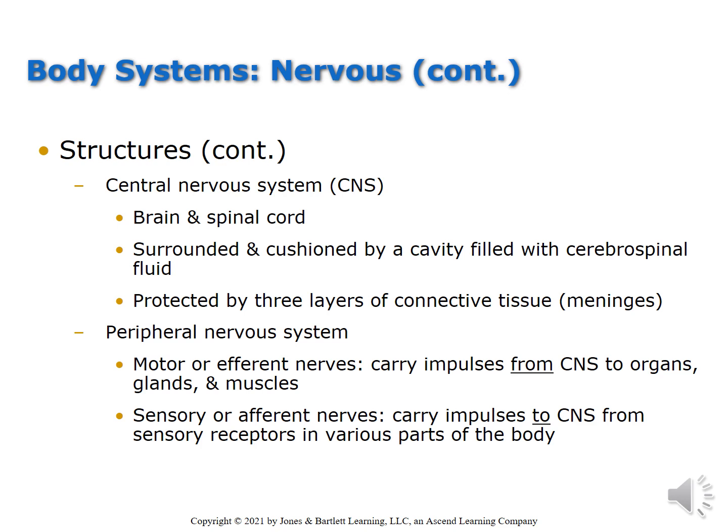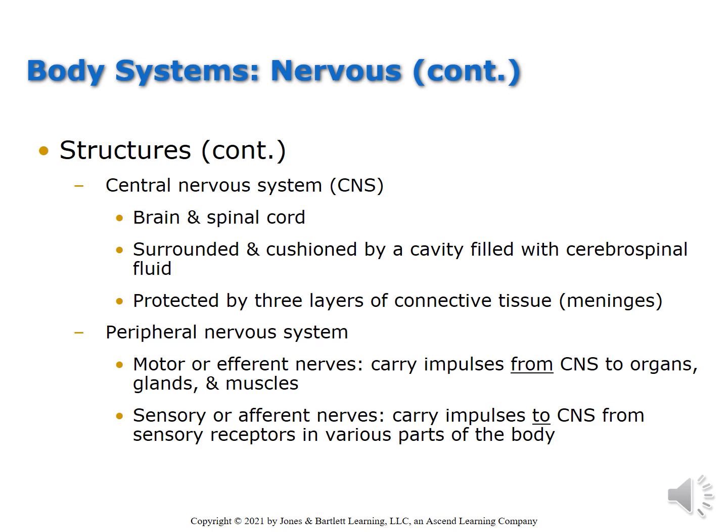These structures are surrounded and cushioned by a cavity filled with cerebrospinal fluid. The brain is housed in the cranial cavity. The spinal cord is housed in the spinal cavity. Both of these structures are protected by three layers of connective tissue called the meninges, the meningeal layer. If you've ever heard the term meningitis, meningitis is an inflammation or an infection of these meningeal layers.